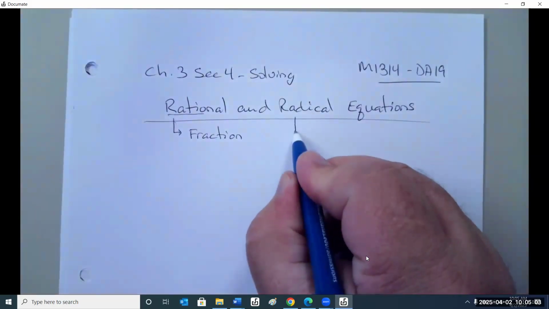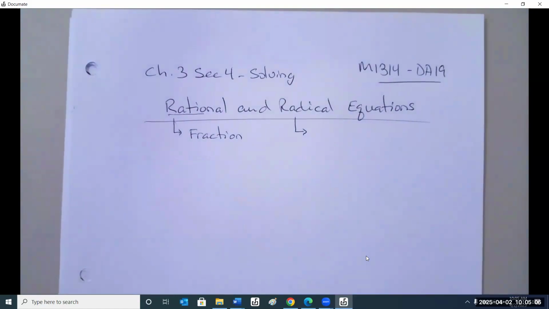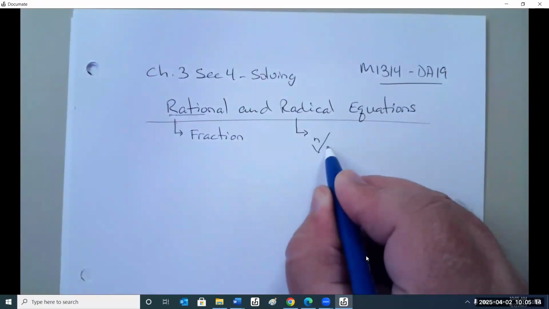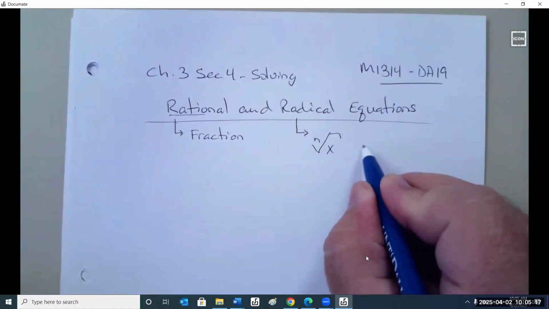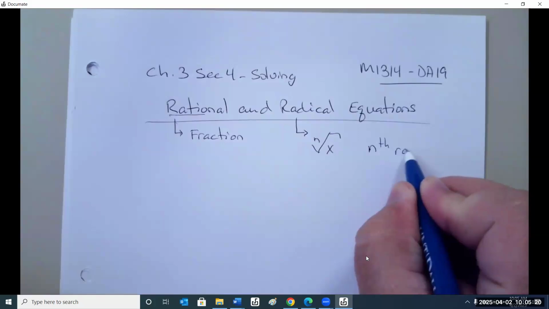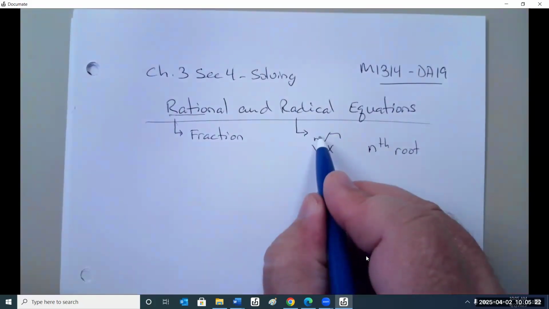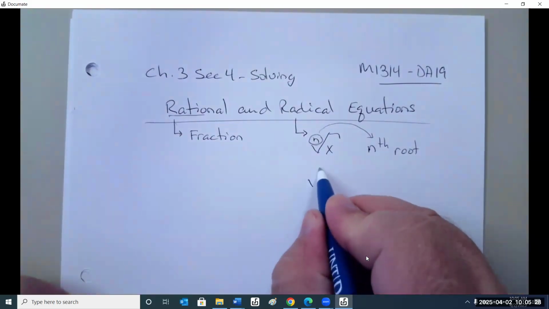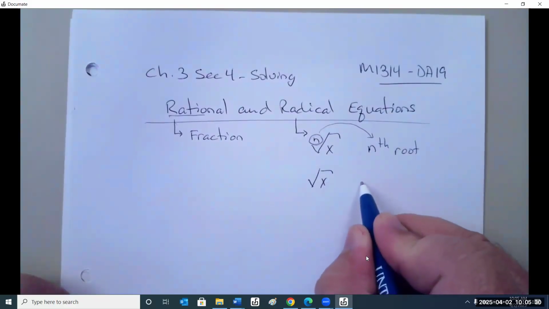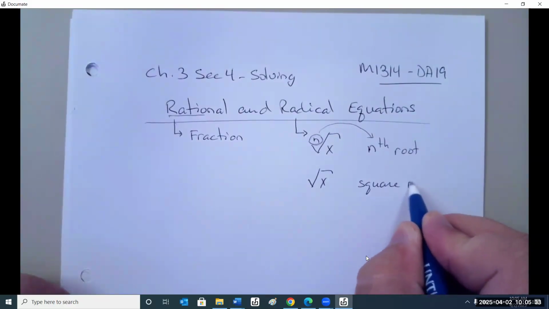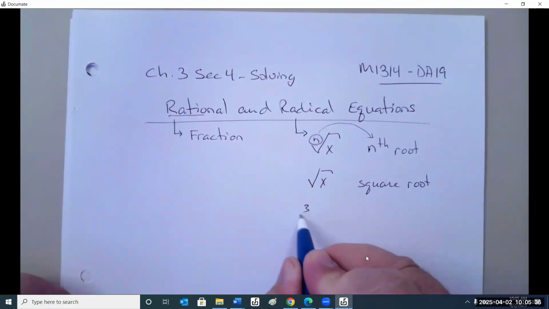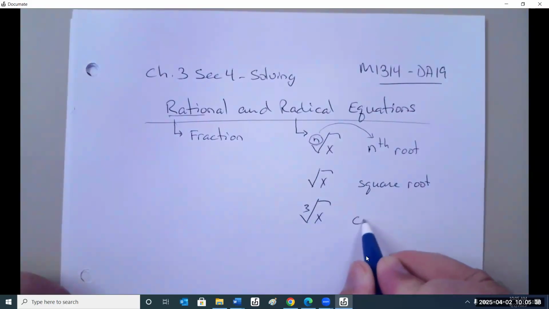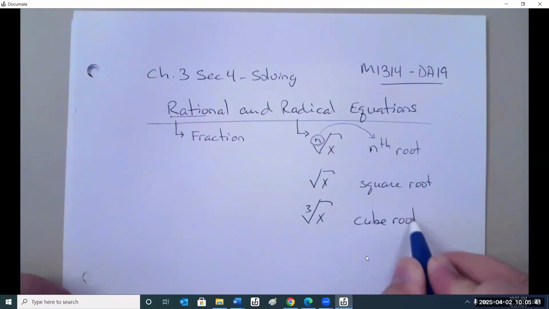What's a radical? When we say radical, what are we talking about? Typically now we call those nth roots. Whatever number's inside here tells you what nth root it is. So if there's nothing there, it's a square root. If there's a 3 in there, it's a cube root, and so on and so forth.